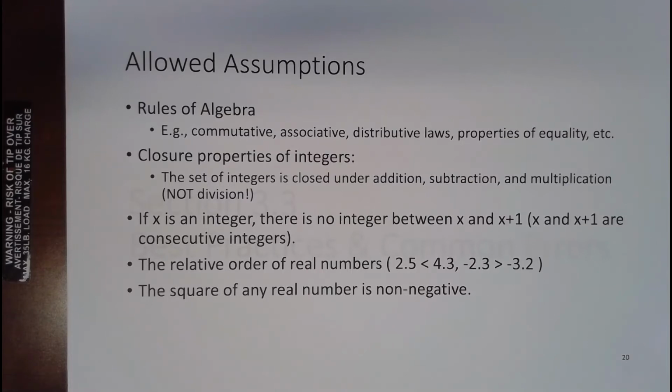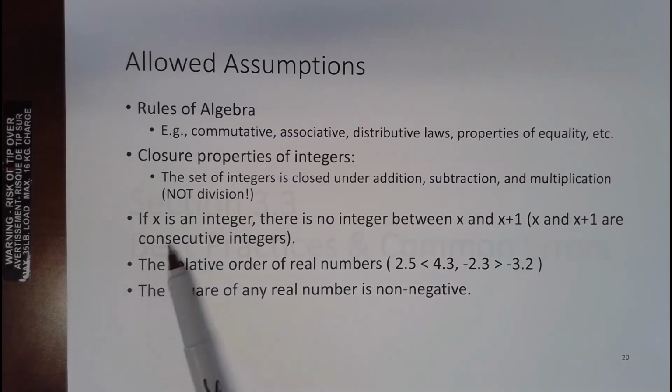You may use the closure properties of integers that we've talked about. The set of integers is closed under addition, subtraction, and multiplication. Remember, it's not closed under division. If I take two arbitrary integers and divide them, I might not get an integer back. Like 1 divided by 2 is not an integer. 2 divided by 3 is not an integer.